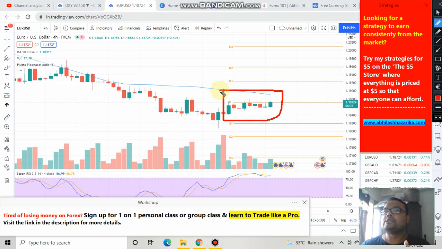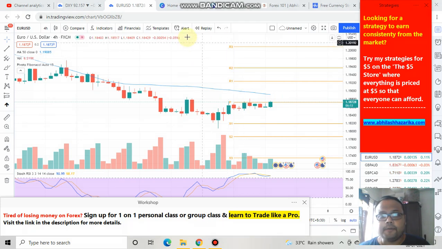Though Euro USD is trading above the trend line, though Euro USD is trading above the resistance, but still, do you see any buying pressure? Do you see any bullishness, interest of the buyers to take the market upward? No, the bullishness is missing, the buying pressure is missing. As a result, this is not the ideal position to buy, because market is flat.